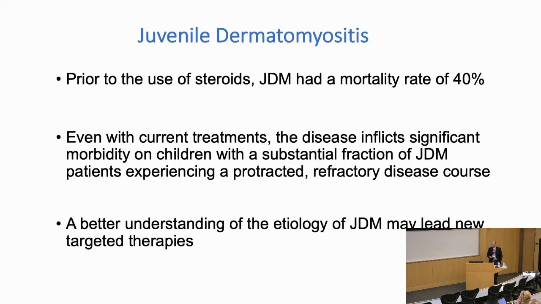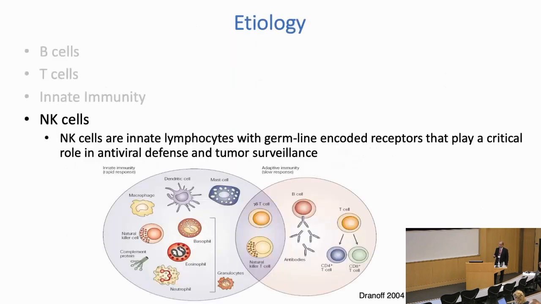Prior to the use of steroids, JDM had a mortality rate of 30 to 40%. Even with current treatments, the disease inflicts significant morbidity on children, with a substantial fraction of JDM patients experiencing a protracted refractory disease course. And we believe that a better understanding of the etiology of JDM may lead to new targeted therapies.